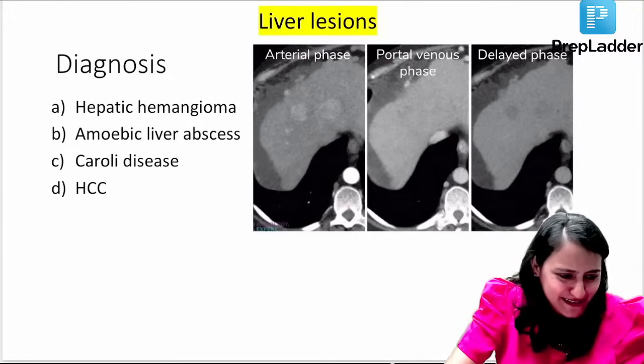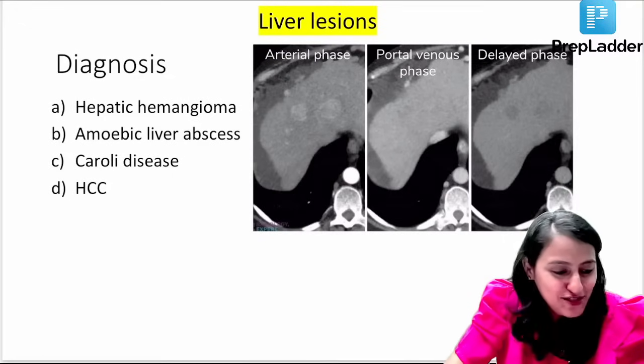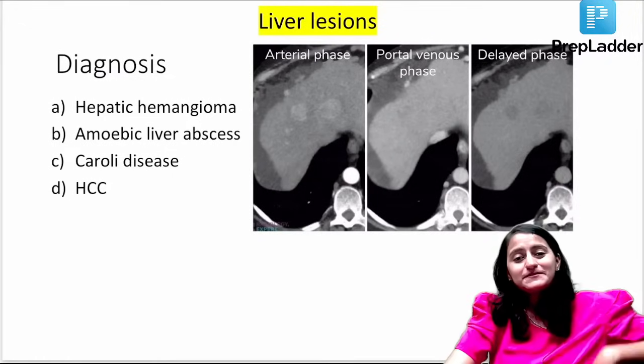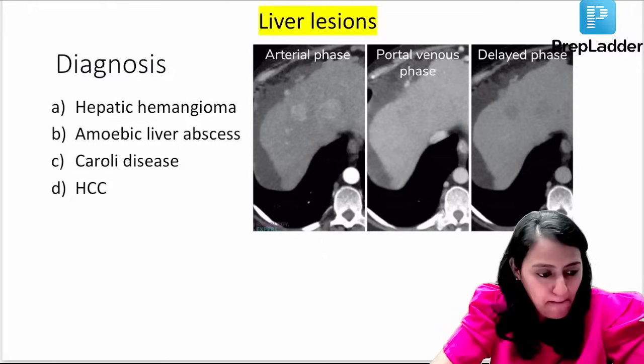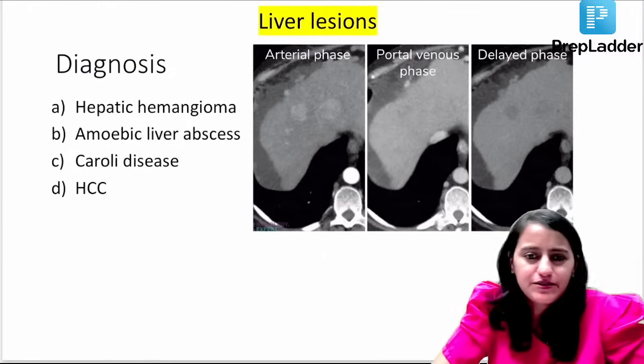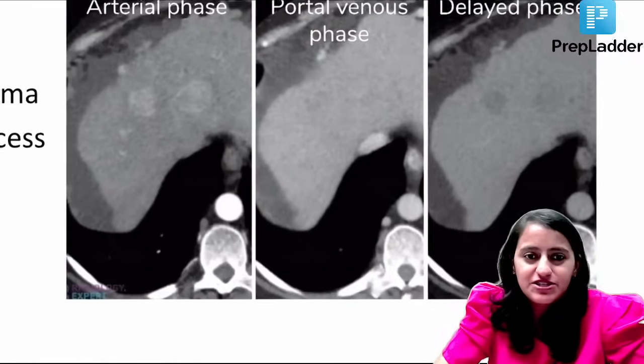So there's some confusion. Some of you say this is hemangioma. Some of you say this is HCC. How do you differentiate? Will you call it centripetal filling? No, right? Look at the lesion here.